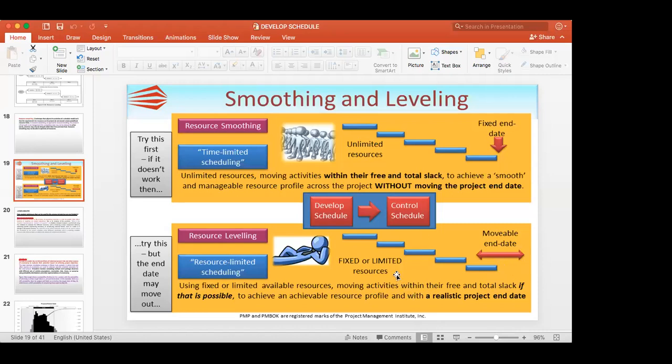That is it. Resource limited scheduling, time limited scheduling. So this is resource smoothing.